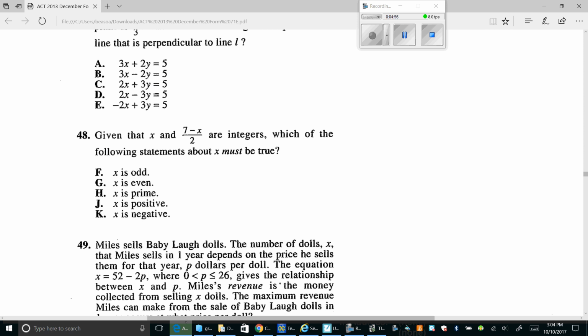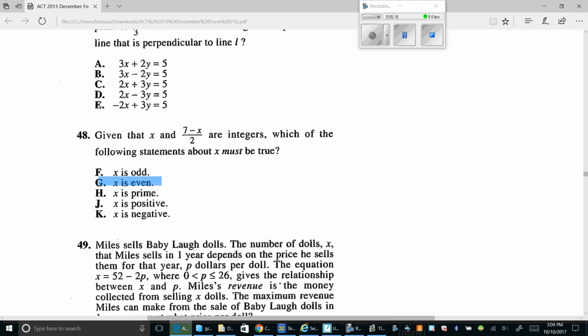What's something that x could be? What if it was 4? 7 minus 4 is 3, divided by 2. That's not an integer. Remember, an integer is like 1, 2, 3, 4, 5, and -1, -2. No decimals, no fractions. What if x was 5? 7 minus 5 is 2, divided by 2 is 1, which is an integer.